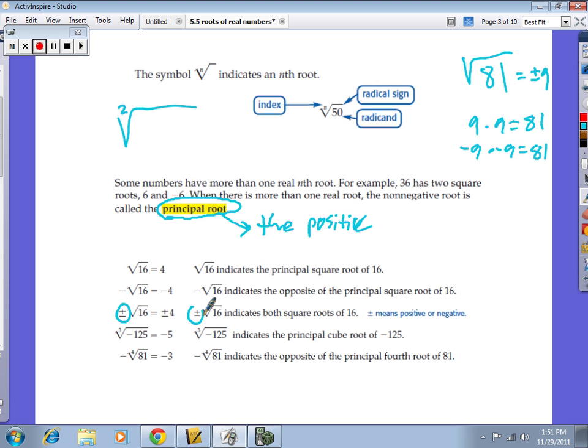Okay, have you seen this before? That means plus or minus. So write it out. Plus or minus. Good. Means positive or negative.